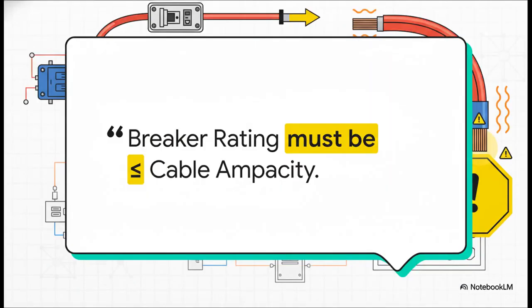Listen, if you walk away with only one thing today, please let it be this. This is the absolute golden rule of electrical safety. The breaker is the bodyguard for the cable. Its only job is to trip before the cable gets overloaded, overheats, and starts a fire. So the breaker's rating must be less than or equal to what the cable can handle. Every single time. No exceptions.